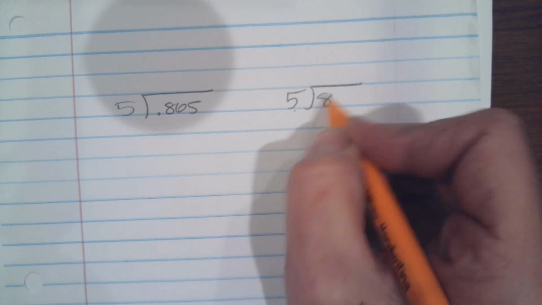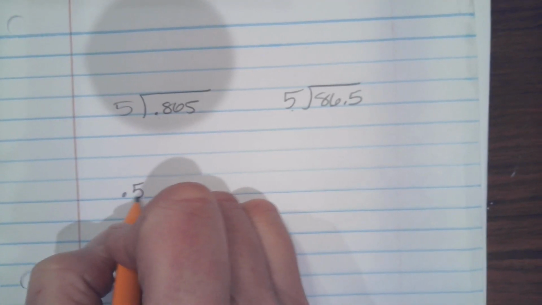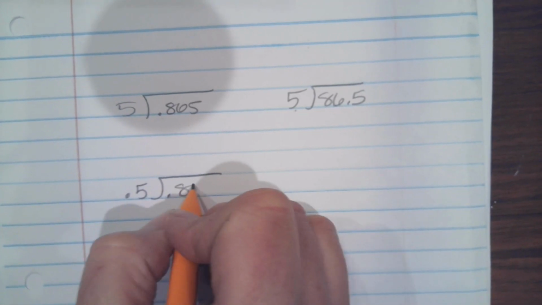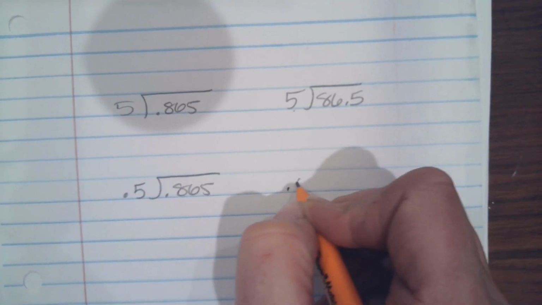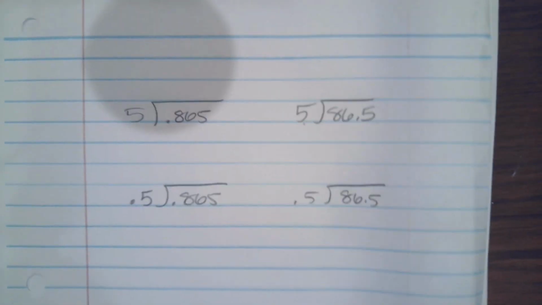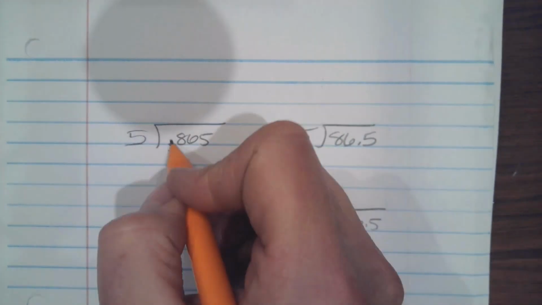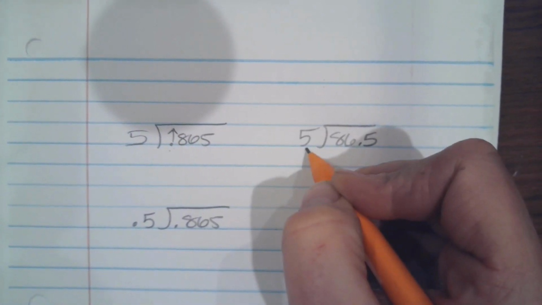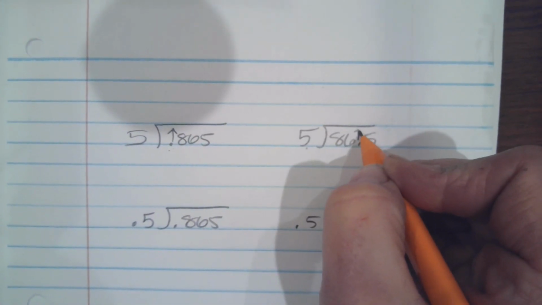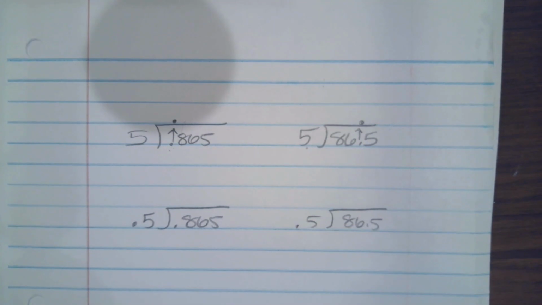We have 5 goes into 86.5. We have 0.5 goes into 0.865. 0.5 goes into 86.5. So this one has no decimal over here, so we just bring this straight up. This one has no decimal here, so we just bring it straight up. We put all of our answers directly over our digit that we're working on.